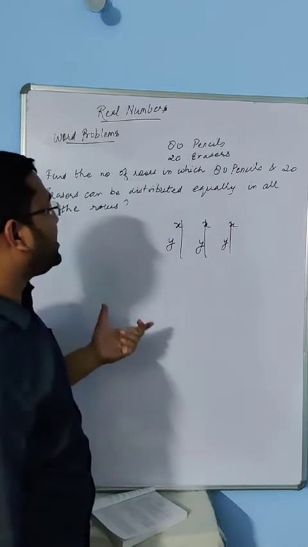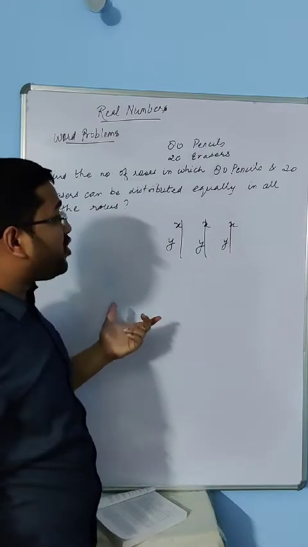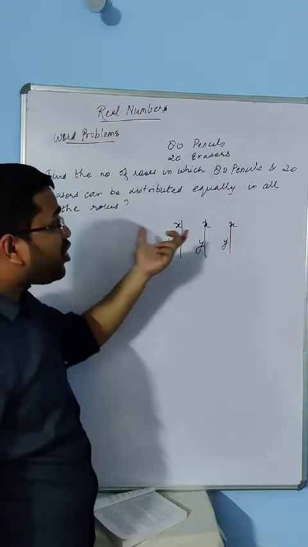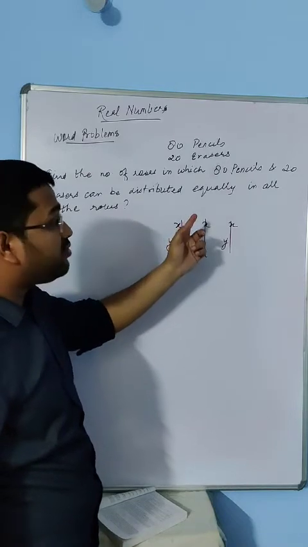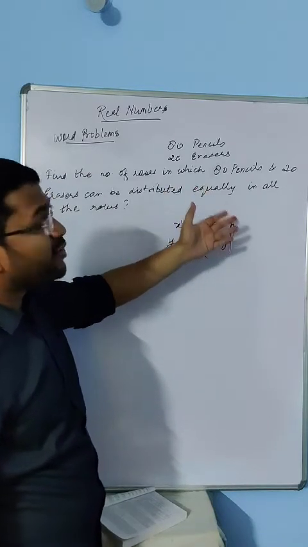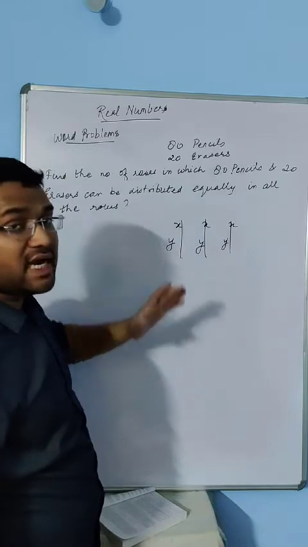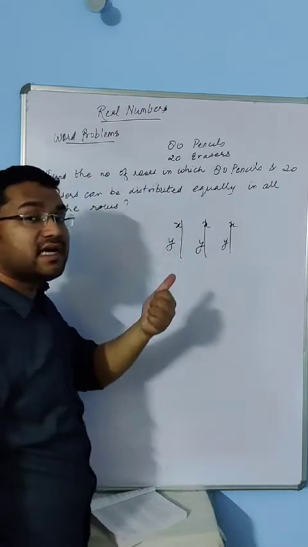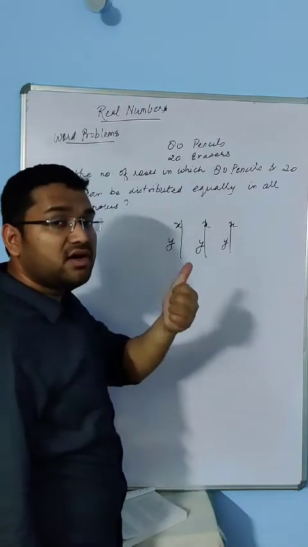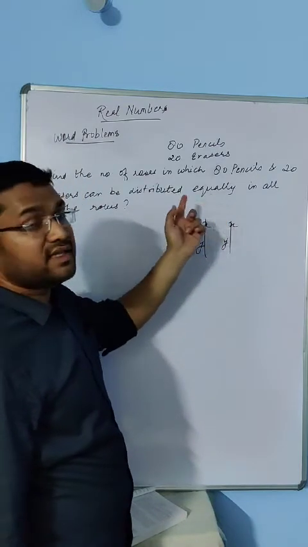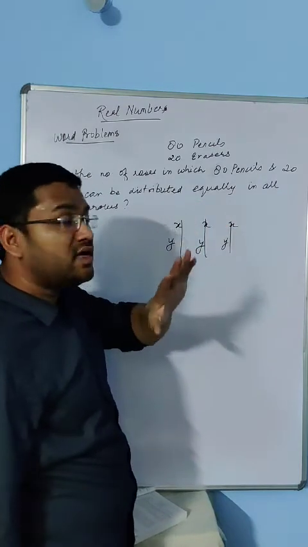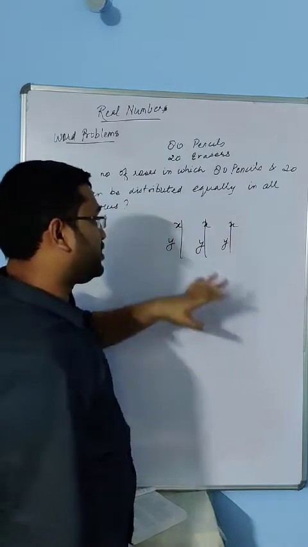So how are we going to find it? In that case, you are always going to find the common factor, the number which is divisible by both 20 and 80, so that you don't get any extra left out pencils or rubbers. So we will be finding the HCF. How the distribution will be done? Let's have a look now.